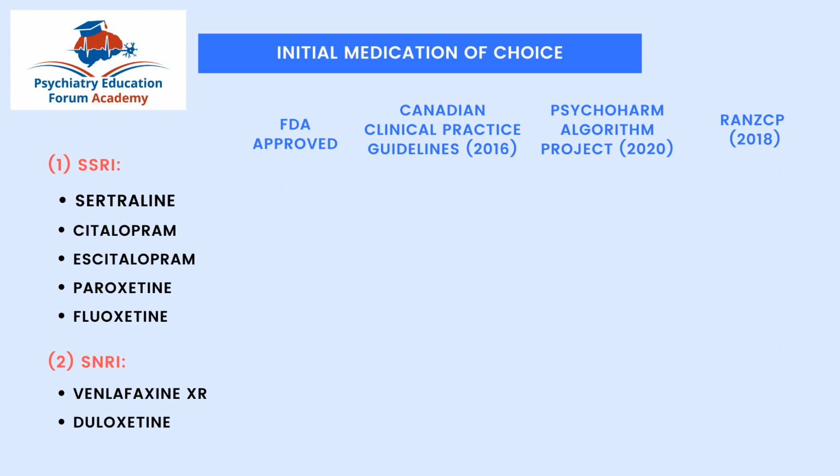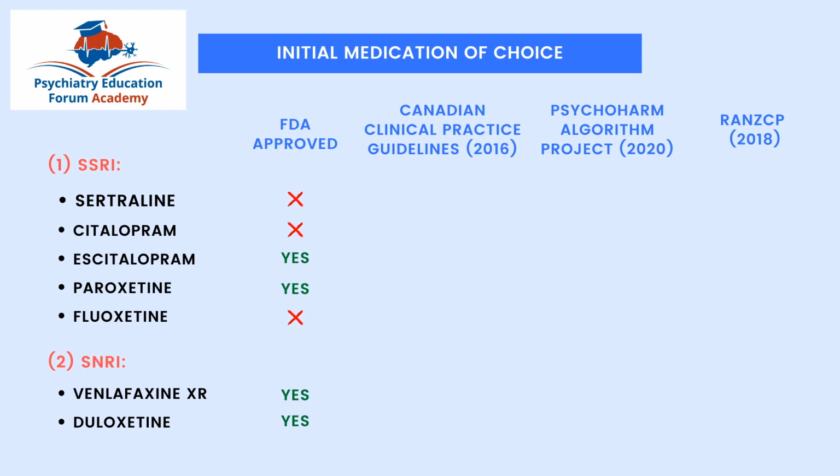Now, let's start with the FDA approved medications first. Which of these do you think are FDA approved for generalized anxiety disorder? Well, only 4 are: escitalopram, paroxetine, venlafaxine XR, and duloxetine. They are FDA approved. Interestingly, sertraline, citalopram, and fluoxetine are not FDA approved. Very interesting, and I'll say why I find it interesting in the end. So, this was FDA approval.